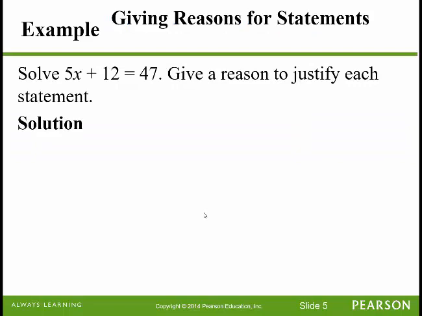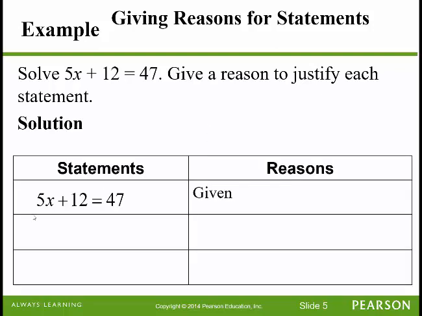All right, so let's take a simple example here, like 5x plus 12 is equal to 47. And let's solve it, but what I want to do is give a reason to justify each statement or each step. So you'll see what I mean by this reasoning. And you're going to notice it's going to look kind of like a two-column thing. So here I have my statements, right, and the reasons. I'm going to start with 5x plus 12 is equal to 47. The reason I have that is because it's given.